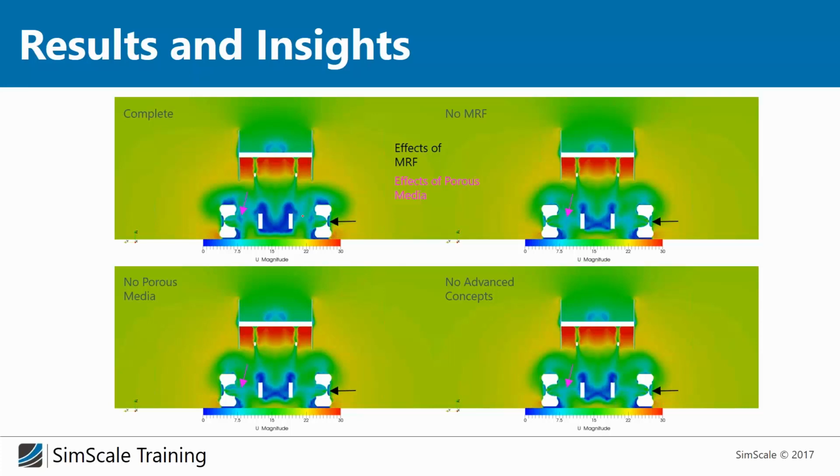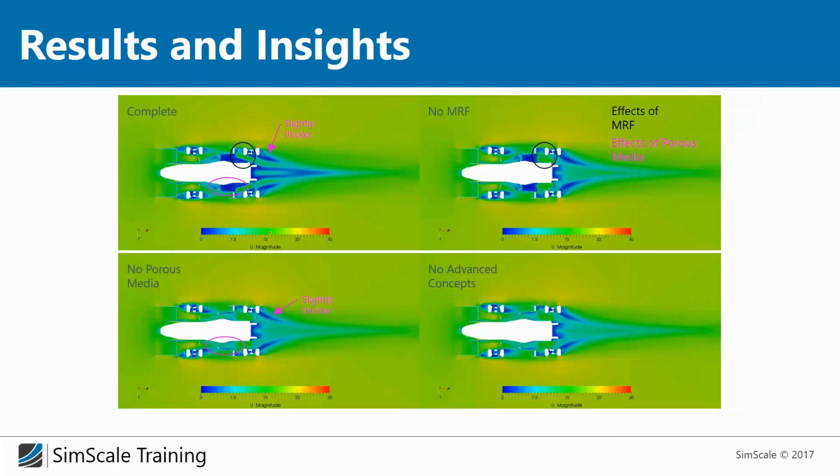And the effect of MRF is more at the other side of the rim. And yes, for example, if you compare this one and this one, you can see that the wake is slightly thicker when you use this advanced concept modeling, which means not using this concept would give you too low drag values.